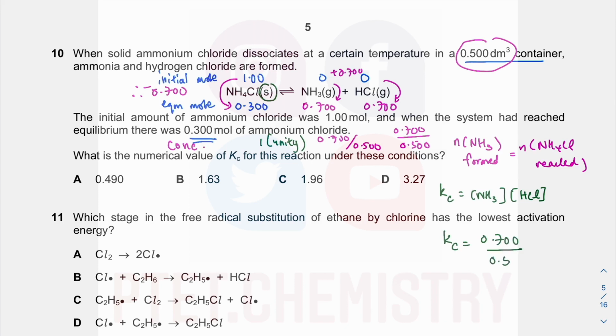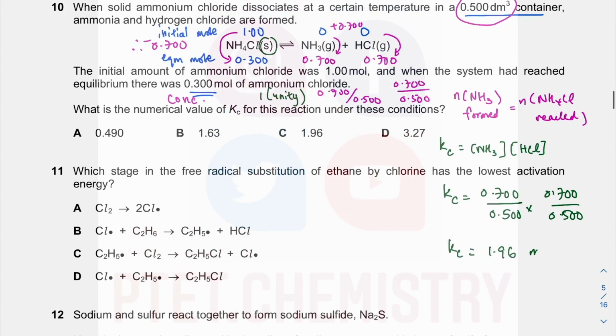0.70700 divided by 0.500 times by itself, and I get 1.96. It will have a unit of mol² dm⁻⁶. At least in the theory paper, they like to ask you the units because it's mole per dm cube times mole per dm cube. Provided you get the expression correct, you should be able to get the unit correct.